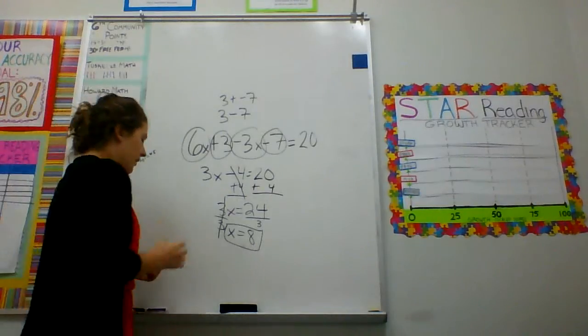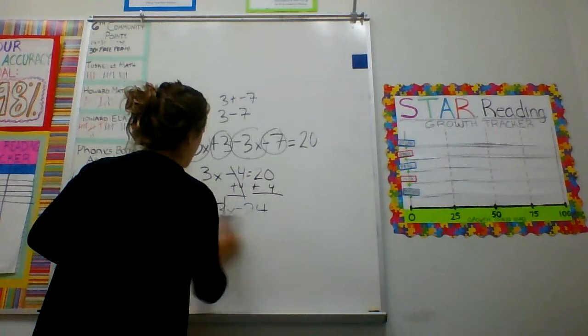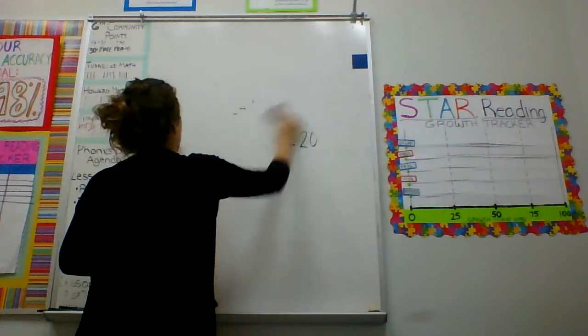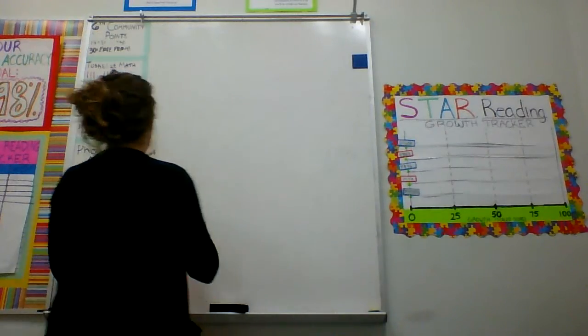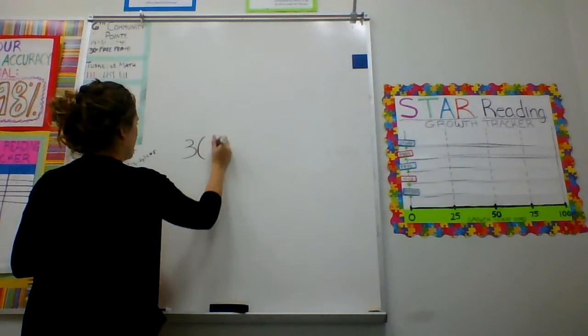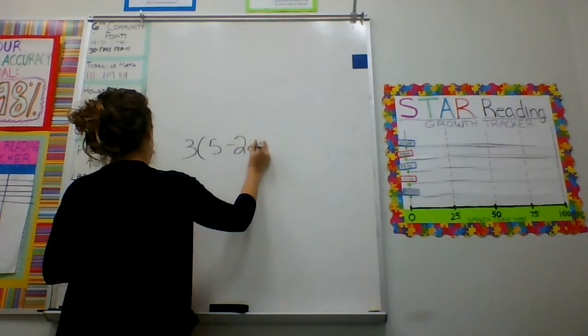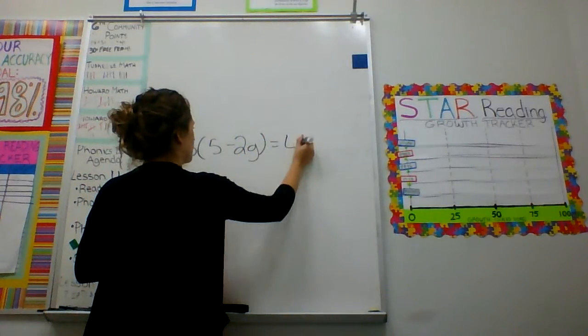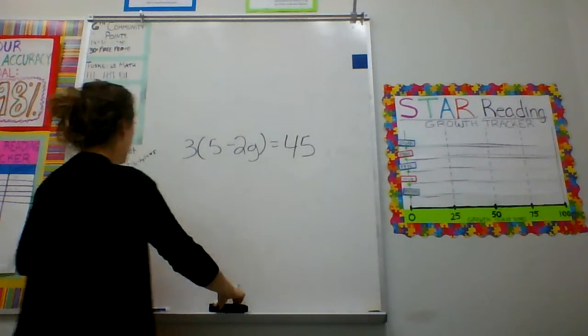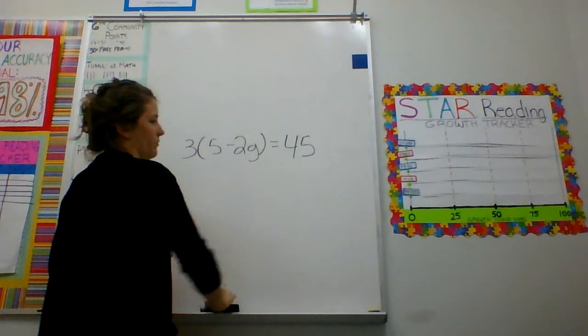All right, our next example is a distribution example. We have the problem 3 times the quantity 5 minus 2g is going to be equal to 45. And we want to know what is the value of g.